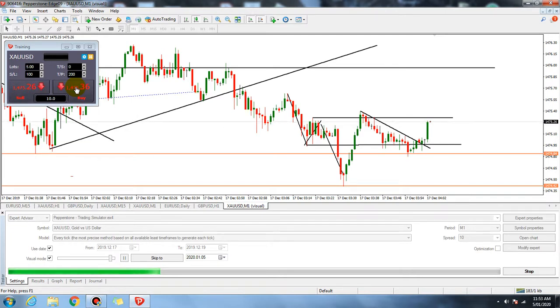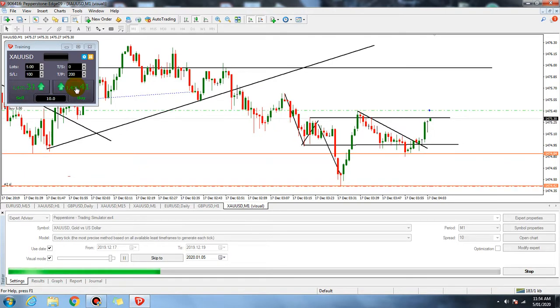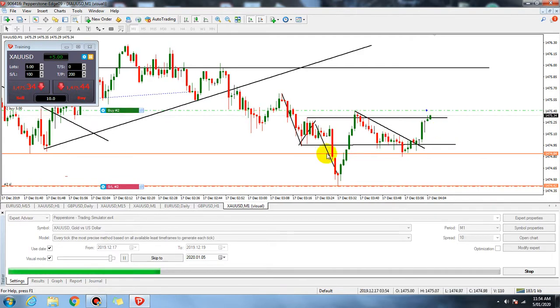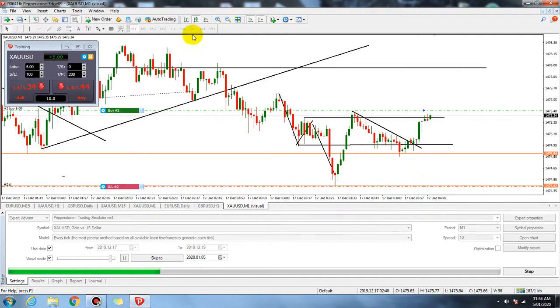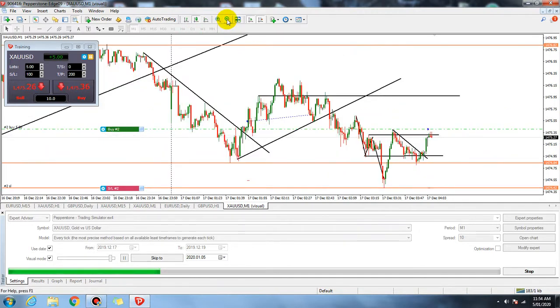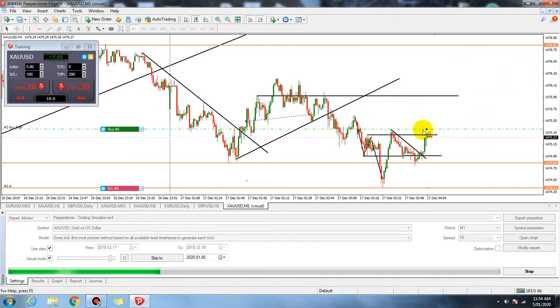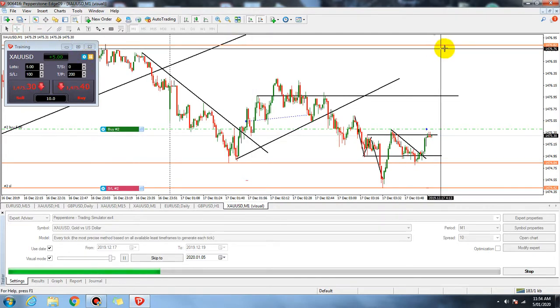Okay, so if we get a pullback down here, I'll get long. Okay, then we come. Well, I could get long there. I think I got in here a little bit late on the entry there. Still sets our stop 10 pips, which is still below this low. Ultimate target's this high, which isn't even 20 pips away.